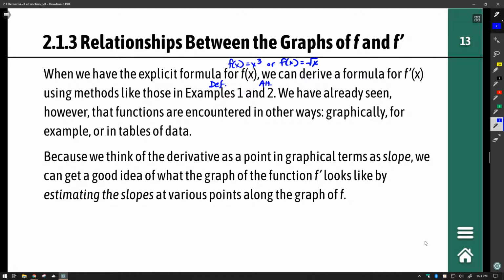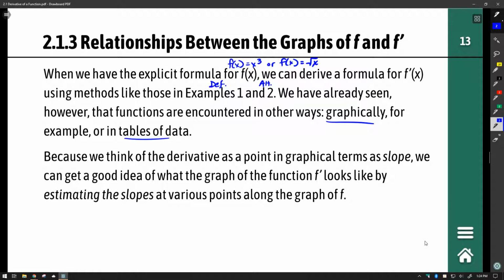But we've already seen that functions are not always encountered that way. We see functions as strictly graphs, or we see functions as tables of data. So how would we get a formula, or at least see the derivative, if we didn't have an explicit formula?